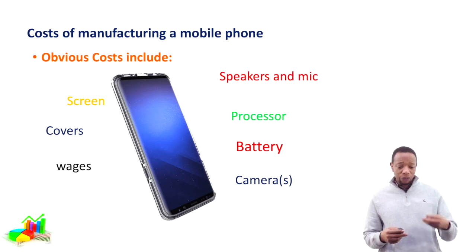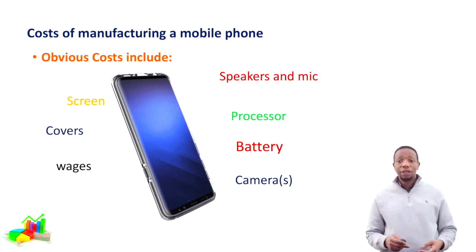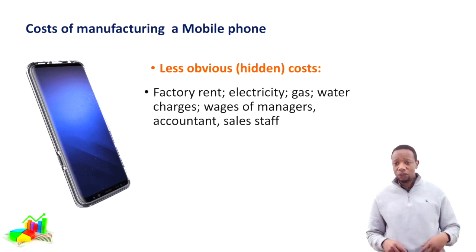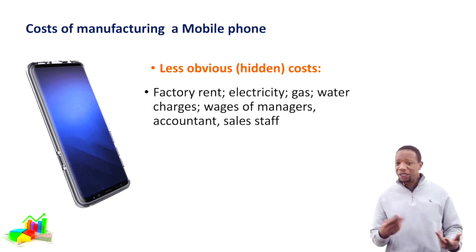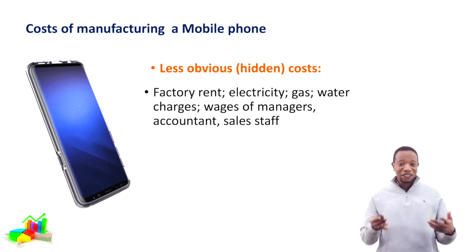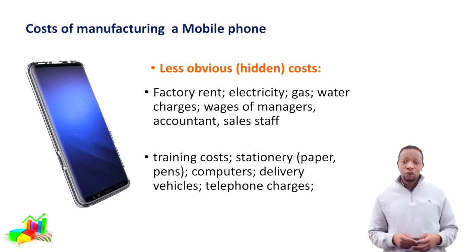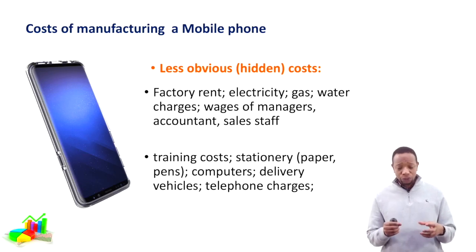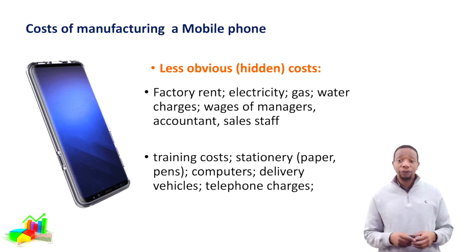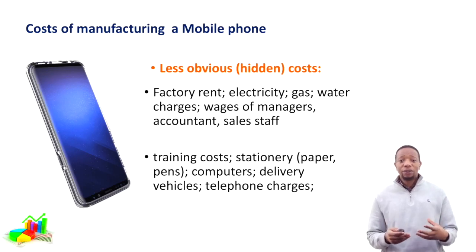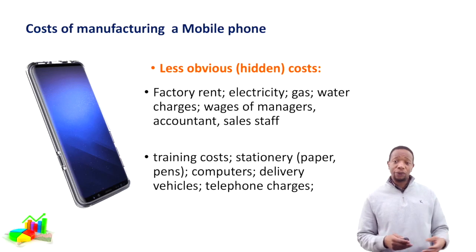But then there are costs that we don't think about to start with. And these can be costs like your factory rent, your electricity, your gas, water charges, wages for the managers, payment to the accountant who needs to be paid as well, sales staff, and other costs that you can also think about. We need to be able to trace these costs so that we can charge it to, in this case, our phone. Now, these costs, we would need to understand the terminology, how we term them so that we are able to put them in our standard cost card.